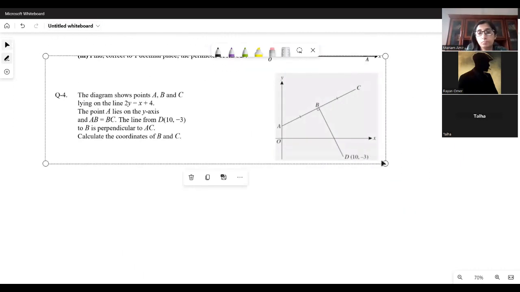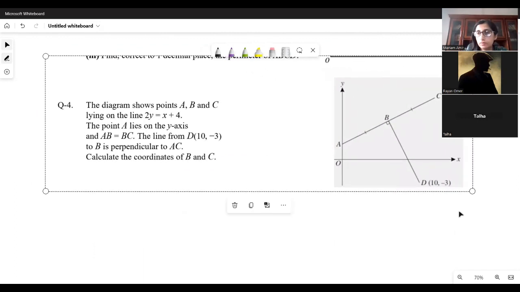Okay, now I'm not going to give you guys any hints. Pehle ye length nikal lo, ye slope nikal lo. Let's read the question and then you guys will tell me how we'll start the question.